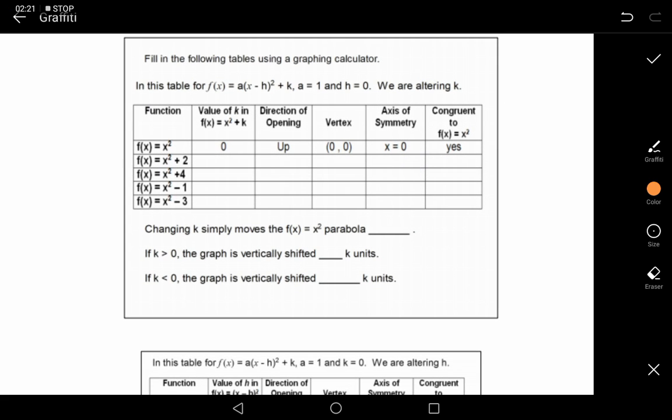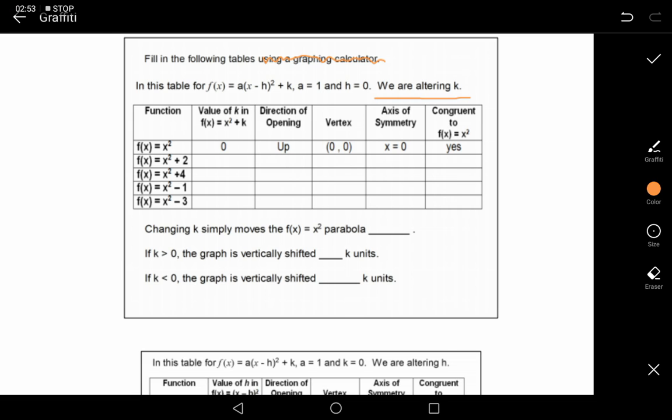Okay, so we're going to fill in the following tables. We're not going to use a graphing calculator. So in this table, for f(x) = a(x - h)² + k, a is going to equal 1 and h is going to equal 0. So we're just working with k here. Basically what this lesson does is we're going to break down each part of this function separately so that we know what is changing in each case.